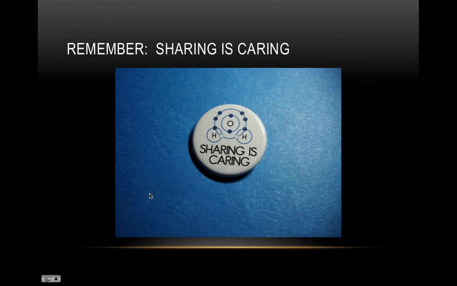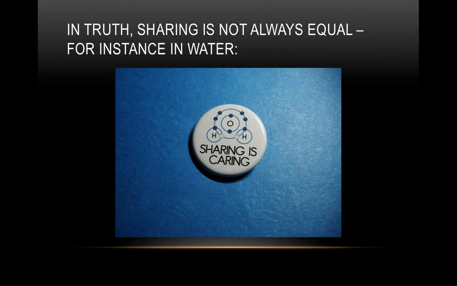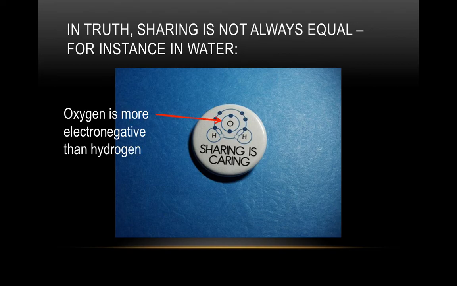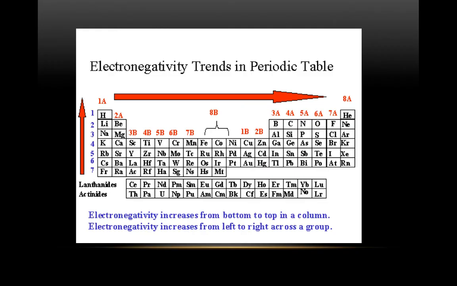Now, remember we talked about sharing is caring? Well, in some cases, actually, sharing isn't always equal. And in the case of water, it isn't always equal. Because if you look at electronegativity, it increases as we move from left to right across the periodic table, which means that oxygen is more electronegative than hydrogen. And my definition of electronegativity, remember, is attractiveness to electrons, which just means that electrons like oxygen a whole lot more than they like hydrogen.